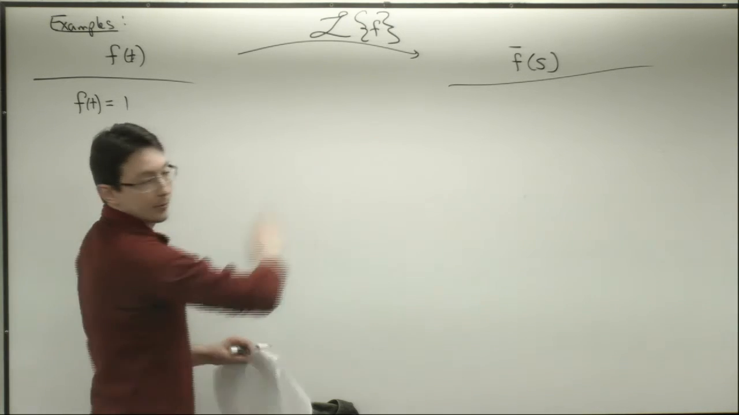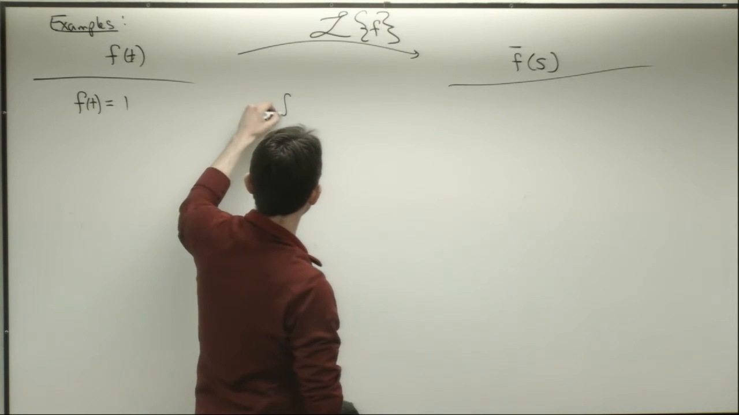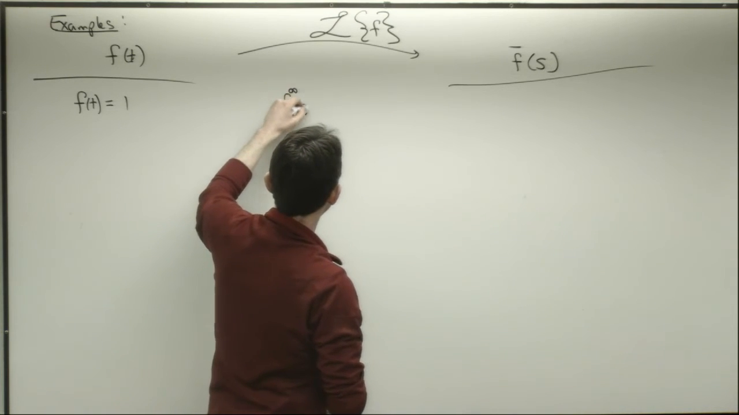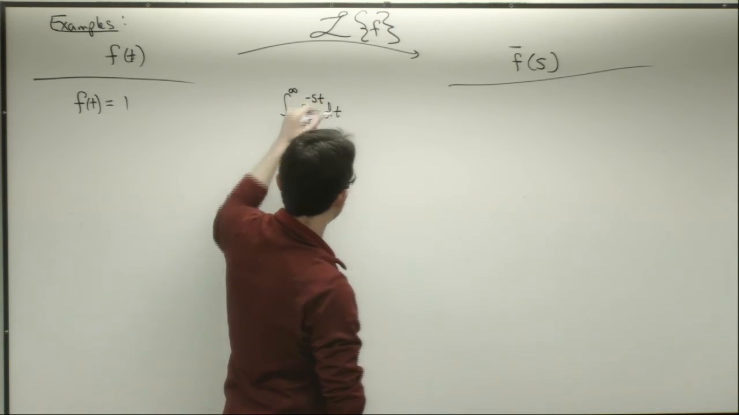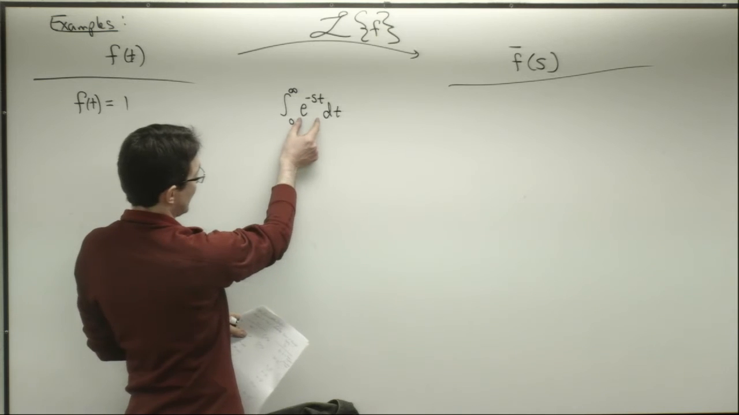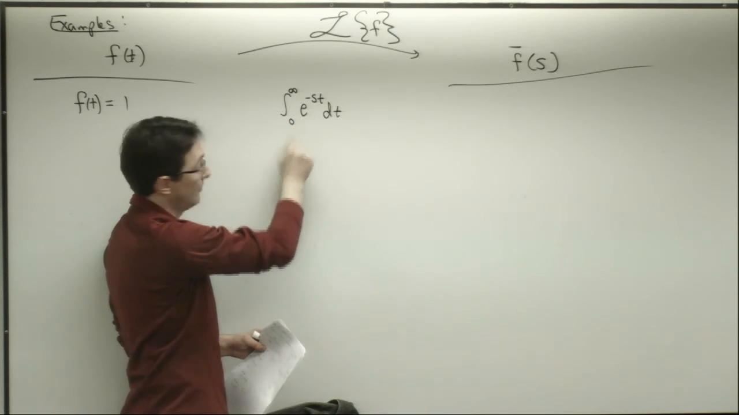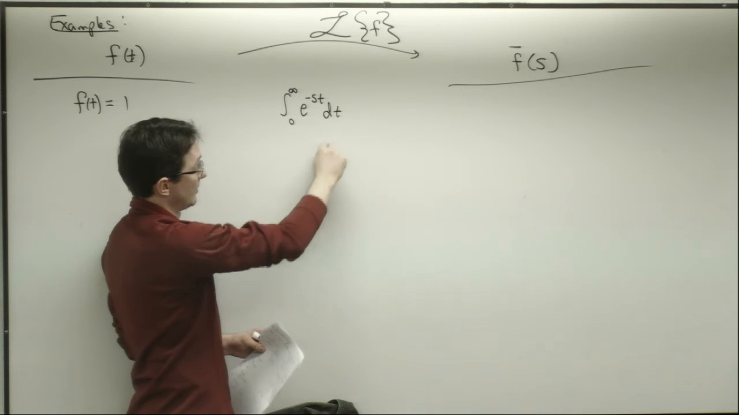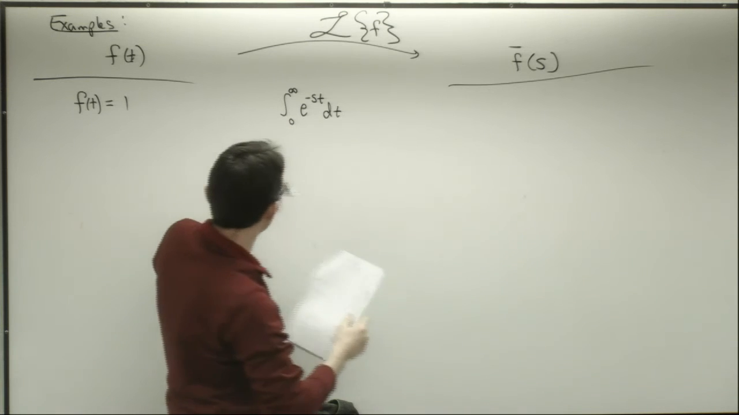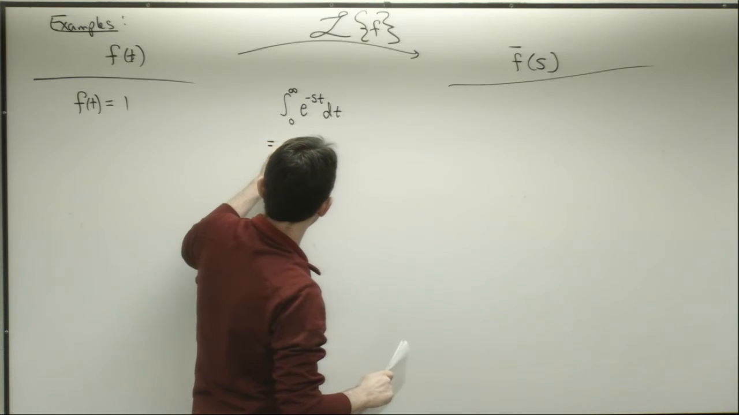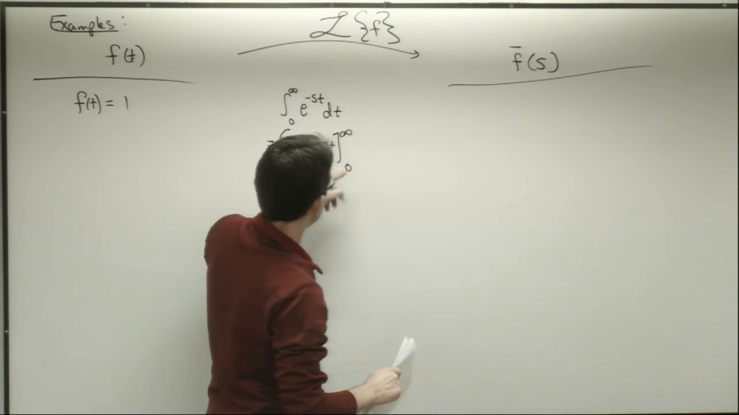The Laplace transform is super, super simple. Like, it's easy to compute the Laplace transform. It's the integral 0 to infinity e to the minus st times my function, which is 1, dt. So what's the integral of this exponential with respect to time? Minus 1 over s e to the minus st. So this is equal to minus 1 over s e to the minus st, evaluated from 0 to infinity.